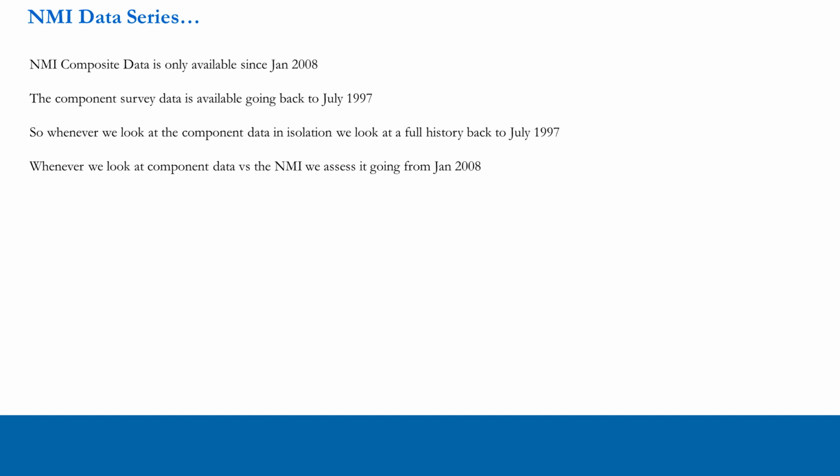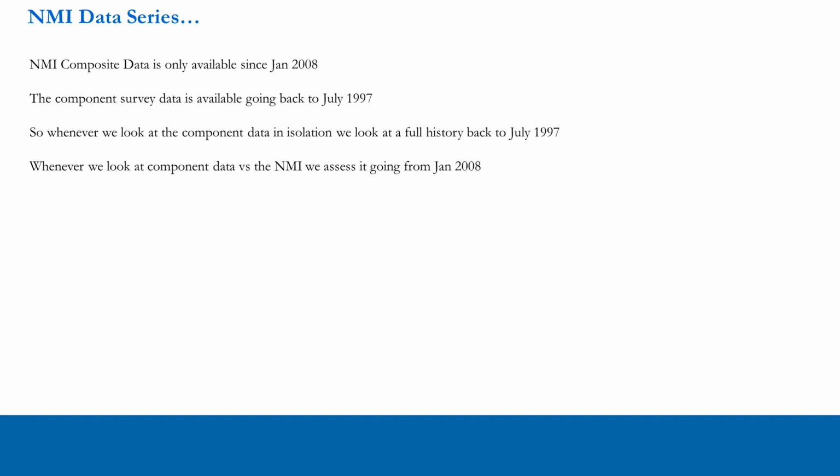We can obviously look at the component data in isolation. So we can look at that as a full history back to July 1997. And we can also obviously compare the component data to the aggregate data of the composite PMI. Obviously, though, when we do that, because the composite data only goes back to Jan 2008, we can only make that comparison of the component data from Jan 2008 to present day.